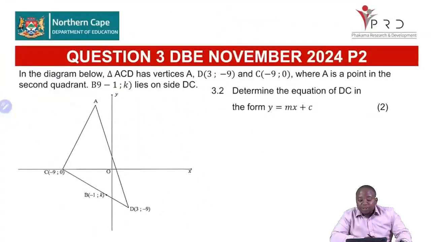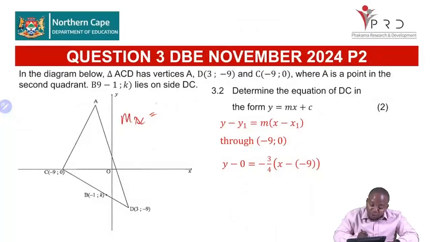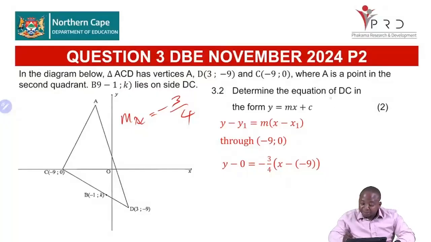Right, let's proceed to 3.2. 3.2 says determine the equation of DC in the form y = mx + c. Remember, we already have the gradient of DC, which we found in the previous question, was negative 3 over 4. Now to find the equation of DC, which is that straight line, in the form y = mx + c, we're going to use the formula that says y - y1 = m(x - x1).